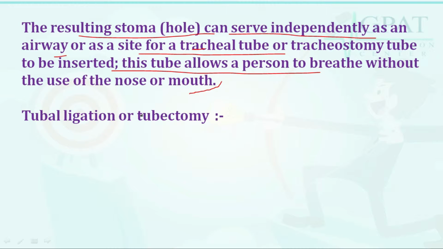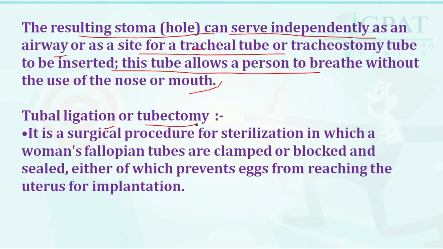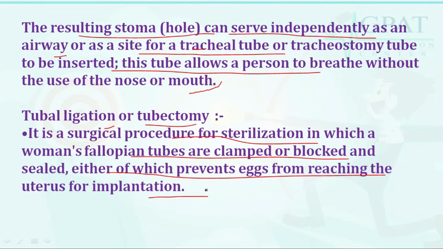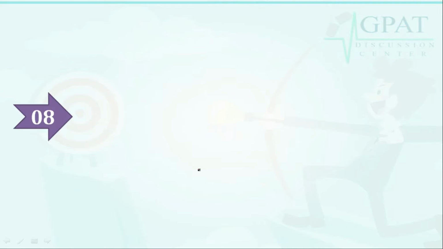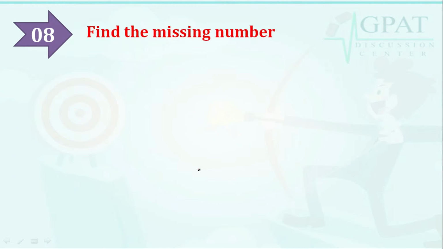The next term is tubal ligation or tubectomy, which is the correct answer. It is a surgical procedure for sterilization in which a woman's fallopian tubes are clamped or blocked and sealed, which prevents the egg from reaching the uterus for implantation. So these are all about this question. The correct answer is tubectomy.